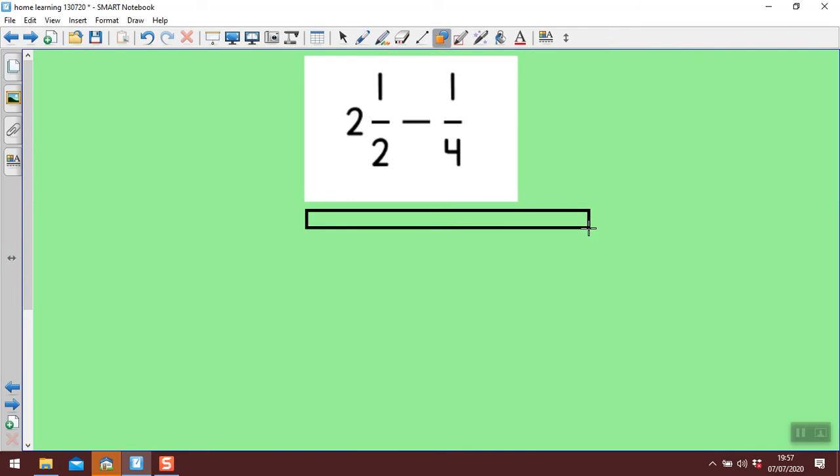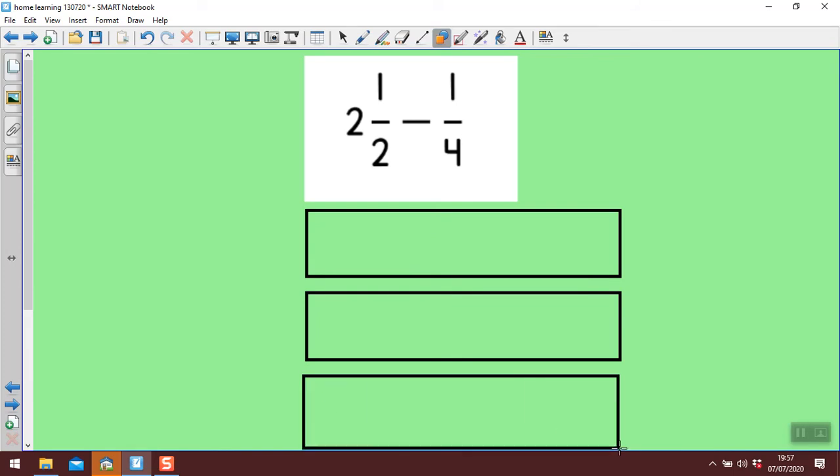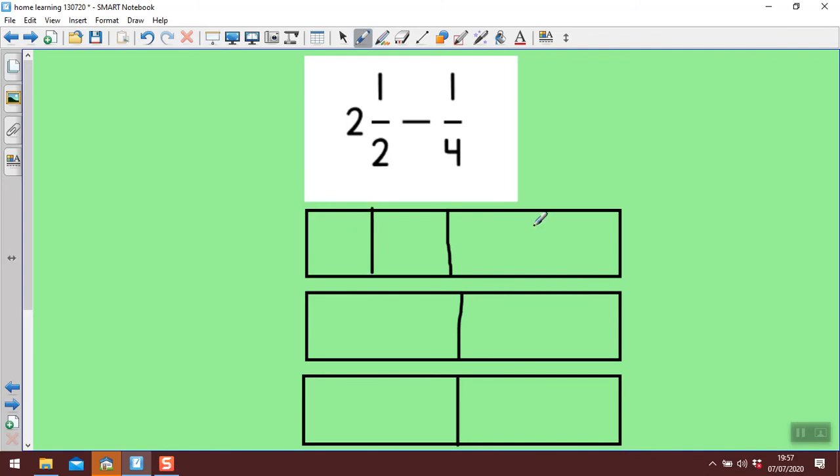Let's draw some bar models. So I've got 2 whole ones, and I need another one because I've got a half to think about. So I'm going to split my bars into halves because that's what we're working with. And I've got 2½, so 2 whole ones plus a half. I've got to subtract 1/4, but they're not in quarters, are they? So what can I do? I've got to split each bar into quarters.